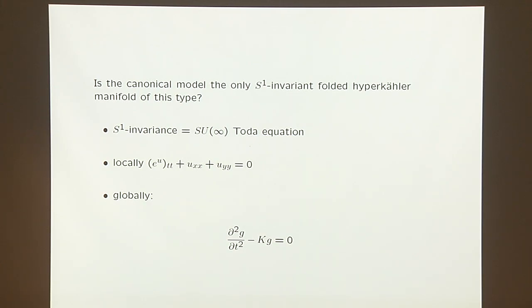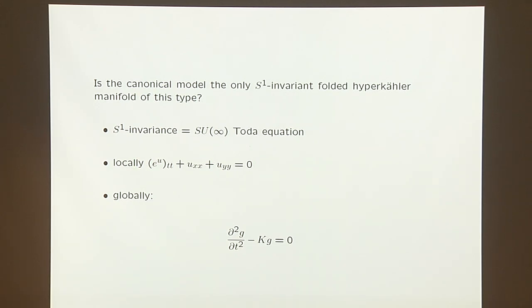So here's where SU(∞) comes in again. S1 invariance: if we're looking at a four-dimensional hyperkähler metric which is invariant under the action of the circle, so this would be an action which doesn't preserve all three symplectic forms, but fixes one and rotates the other two, then these equations were written a long time ago. In fact, they're called the SU(∞) Toda equation, but before that they were called the Boyer-Finley equations, or even before that, maybe the work of Plebański and others. So anyway, it's the local formula that looks like this.